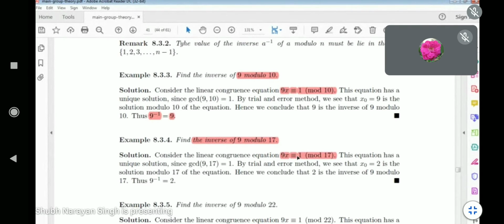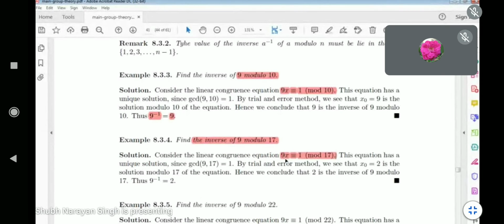Can you tell me what is the solution of this equation? 2, sir. 9 into 2, 18. 18 minus 1, 17, which is divisible by 17. Okay, good. That means the inverse of 9 modulo 17 is nothing but 2, which is the solution of this congruence equation.